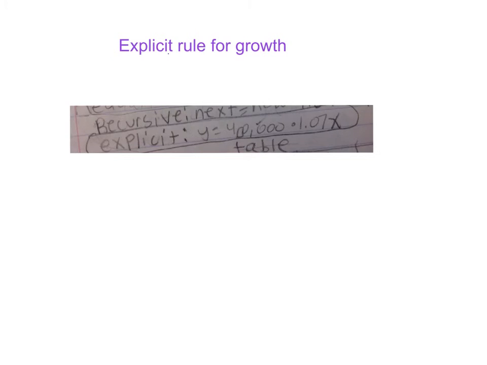This is the recursive rule for growth. If you can't see it, it says now times 1.07 equals next. And the start is 400,000. This is the explicit rule. If you can't see it, it says y equals 400,000 times 1.07 to the x.